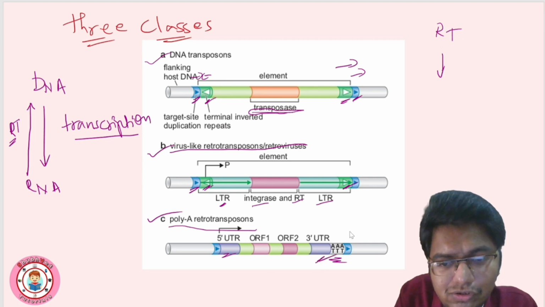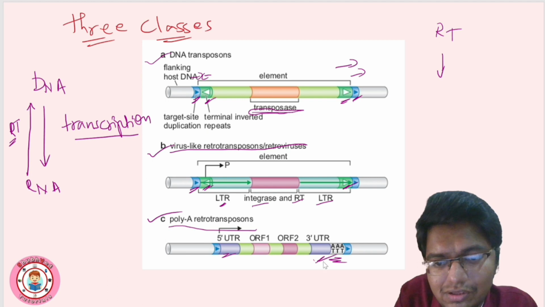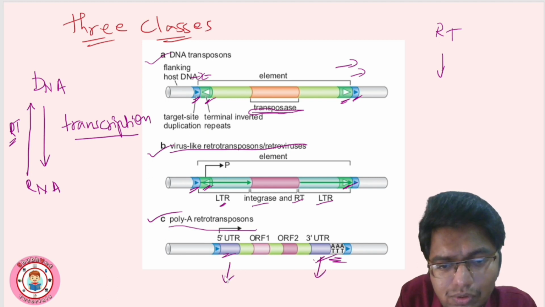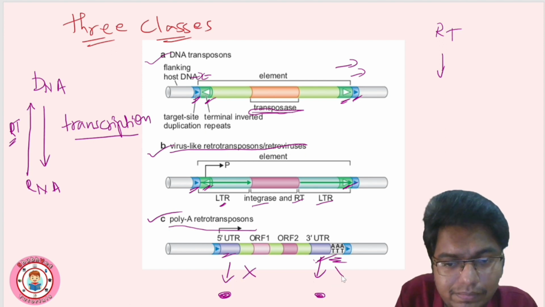What is UTR? 5 prime and 3 prime UTR is there. UTR is an untranslated region. So these don't give rise to proteins. These are proteins which are not formed, because these are untranslated regions. So translation does not occur here, right?